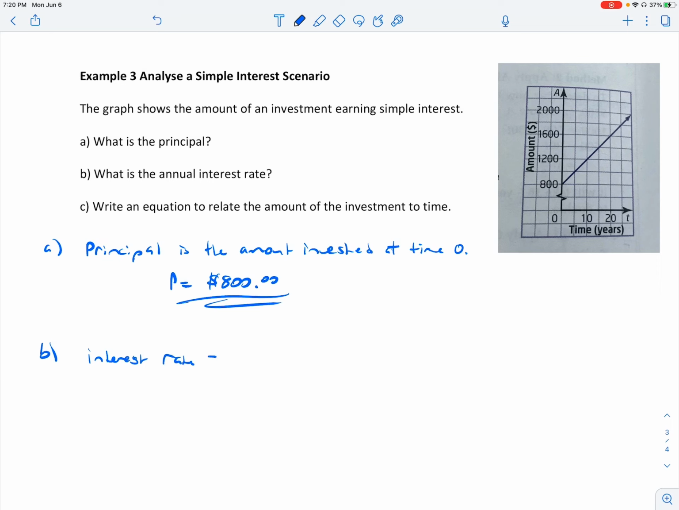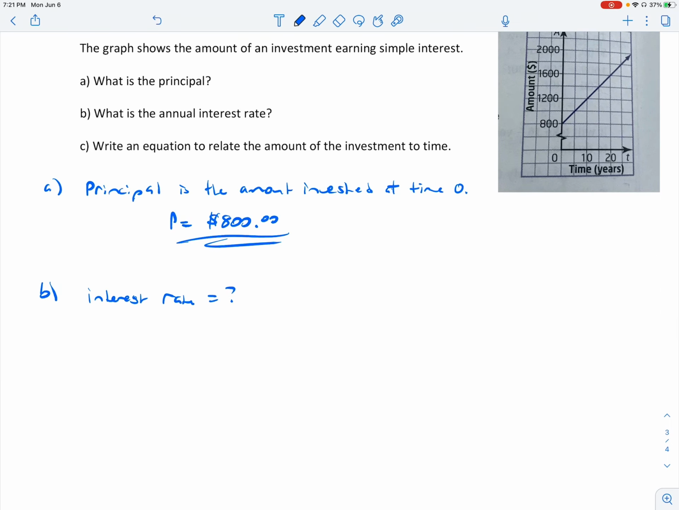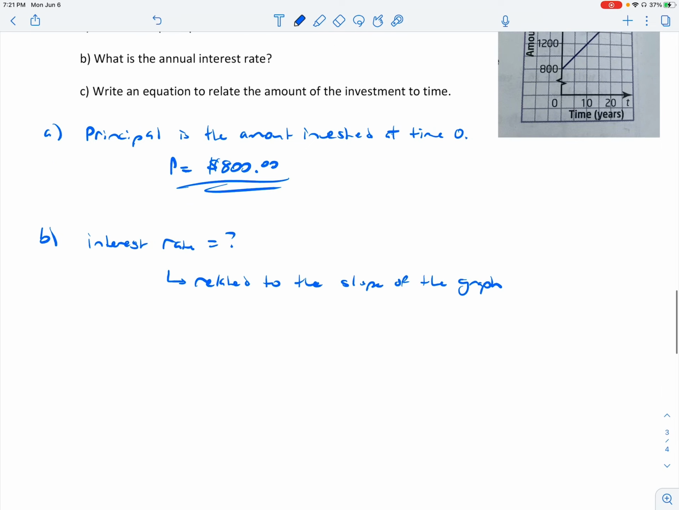So the interest rate has to do with how fast this is growing each year. To do that, we can just find the slope. So we'll say here it's related to the slope on the graph. The slope is going to be the change in the amount. This symbol here is called delta. It's a Greek letter in the Greek alphabet.